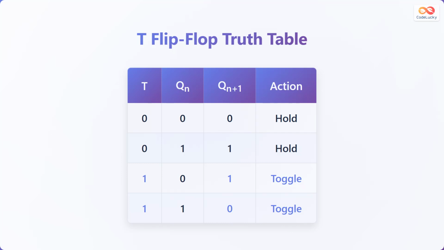However, when T is 1, the flip-flop toggles. If Q subscript n is 0, Q subscript n plus 1 becomes 1, and if Q subscript n is 1, Q subscript n plus 1 becomes 0.